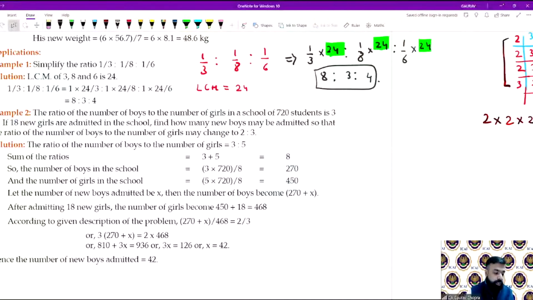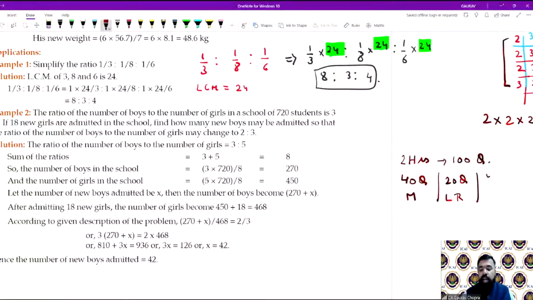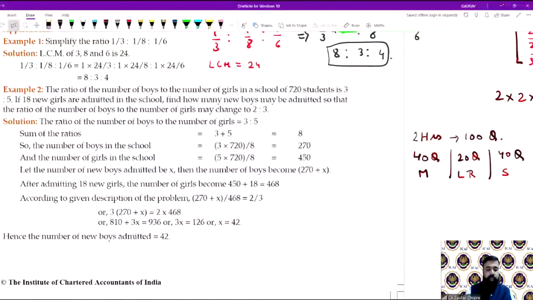Navya is asking, will this be an objective paper? Yes, of course, this is an objective paper having 100 questions in your question paper, and we have to complete all 100 questions in 2 hours. So 2 hours time will be available in the examination. 40 questions are from maths, 20 questions are from logical reasoning, and 40 questions are from statistics. So in total, this is the 100 question paper. Okay.